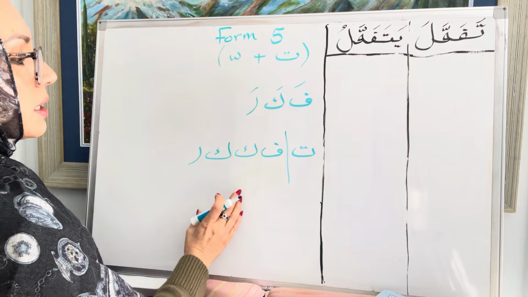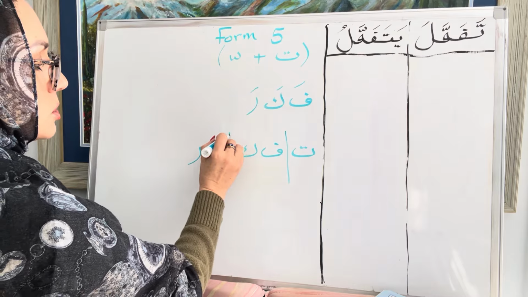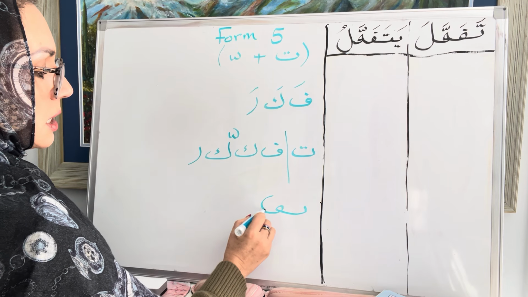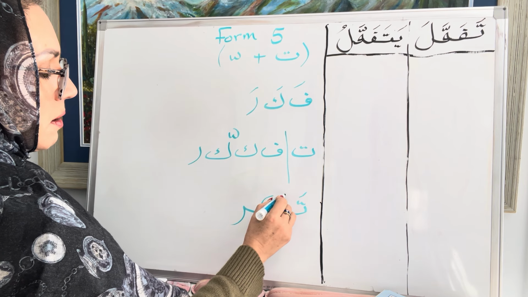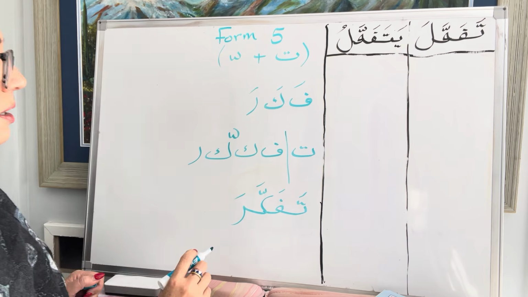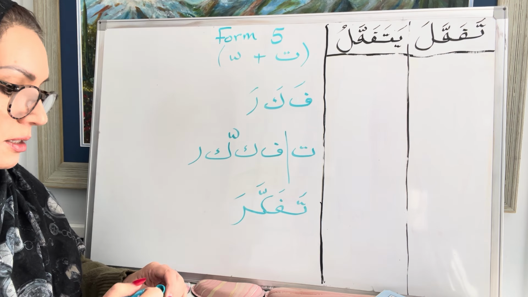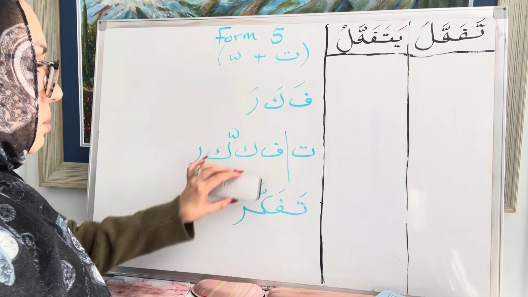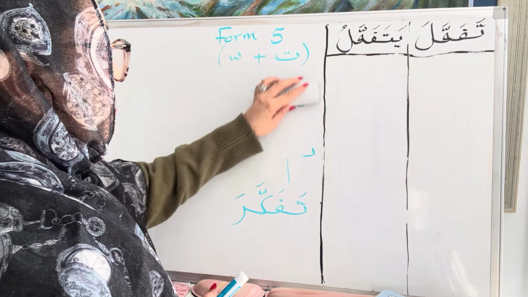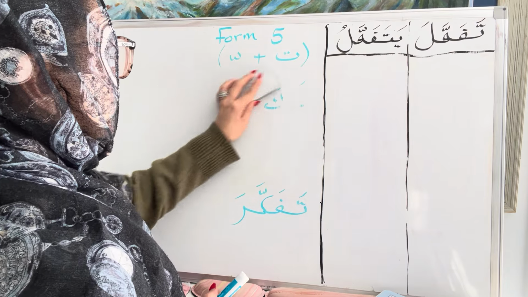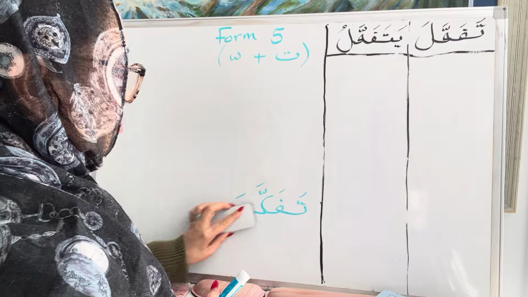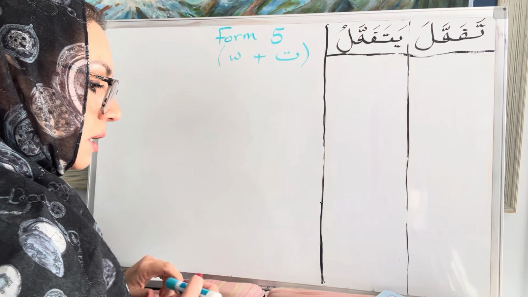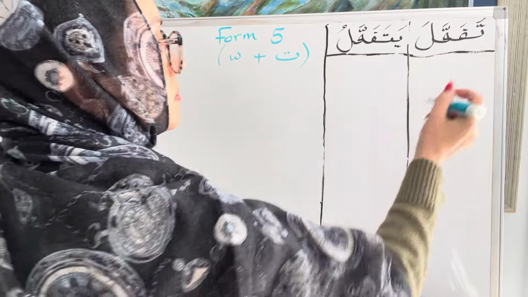The way we write it now, we're going to merge these two with the shadda. So we write it as tafakkara, tafakkara. So this is how we would write it. All right, so let's move this here. Now that we know how to write it, let's put it in the proper place. This means to think, to reflect, tafakkara.